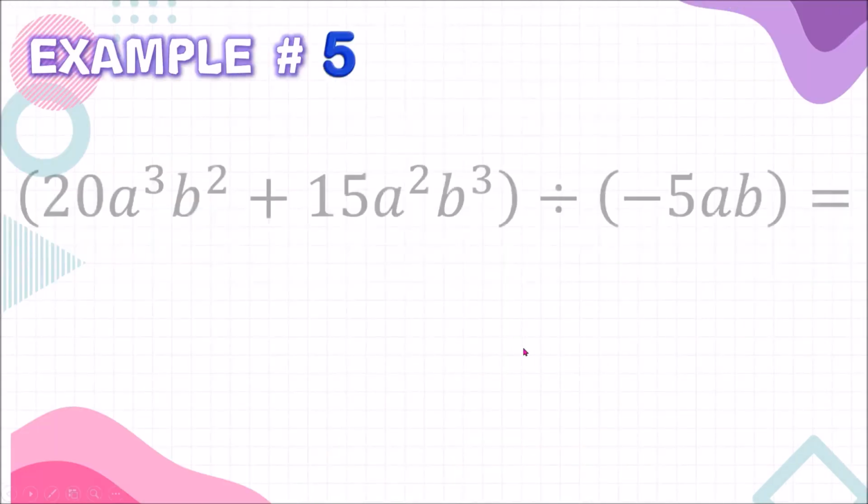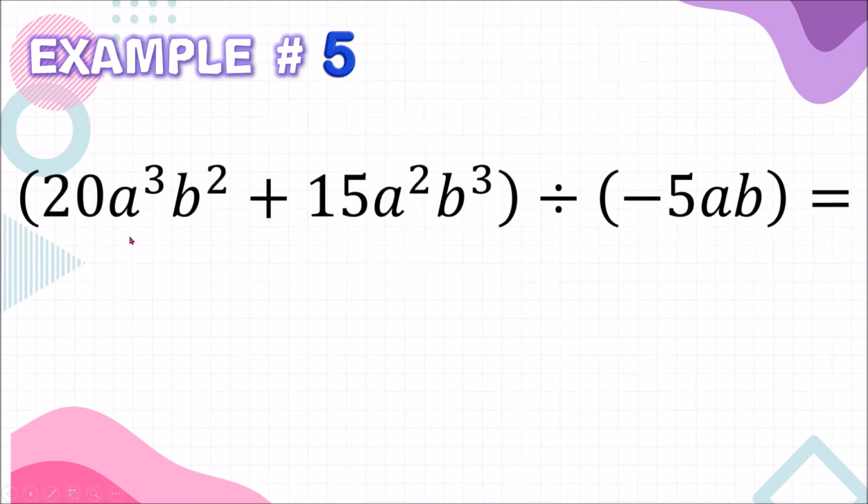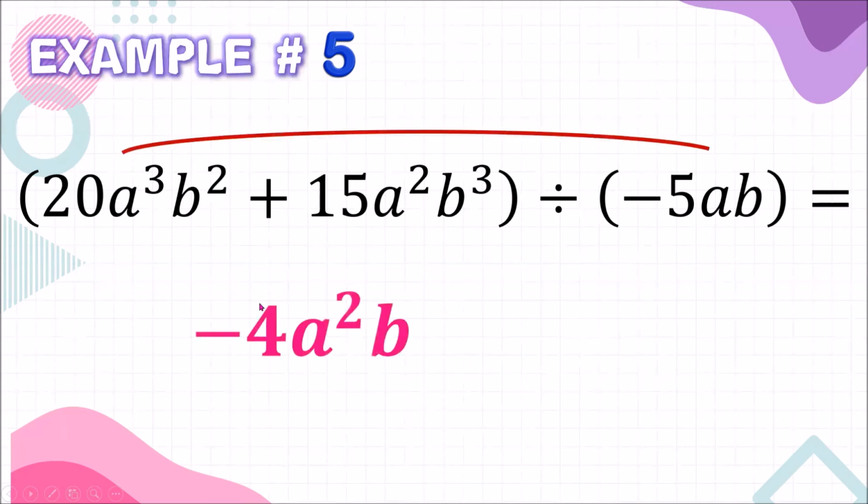Example number 5. We have 20a cubed b squared plus 15a squared b cubed divided by negative 5ab. So we have 20 divided by negative 5, so negative 4, a cubed and then a squared, and then b squared over b, we have b. So we have here negative 4a squared b.